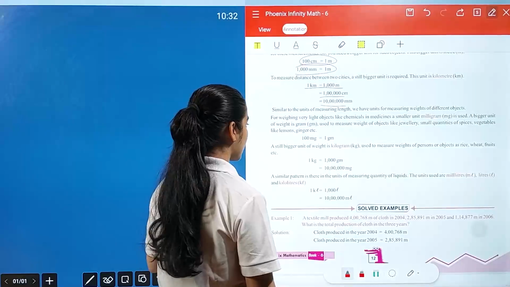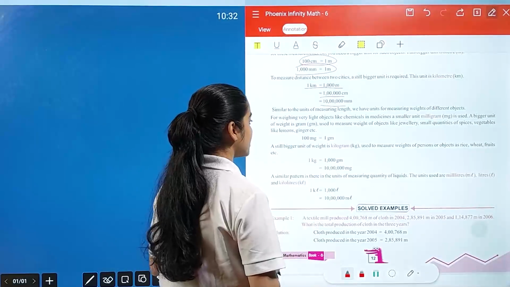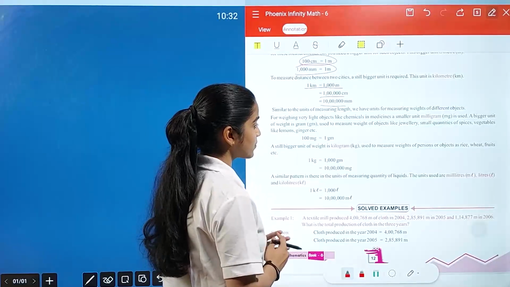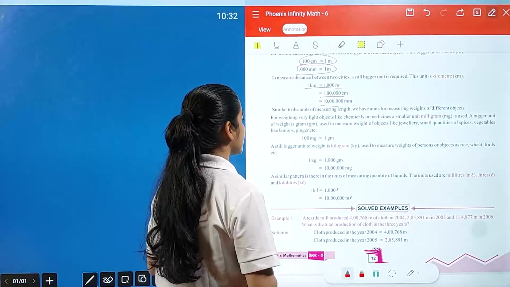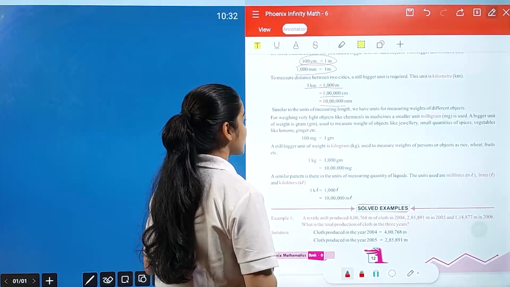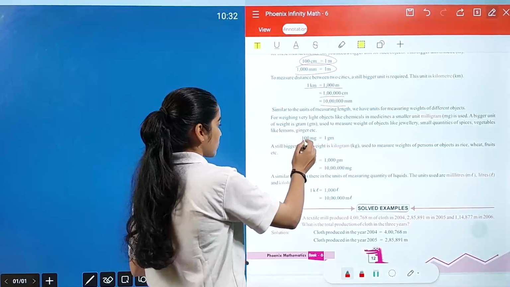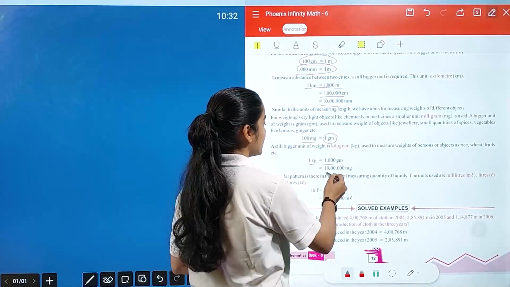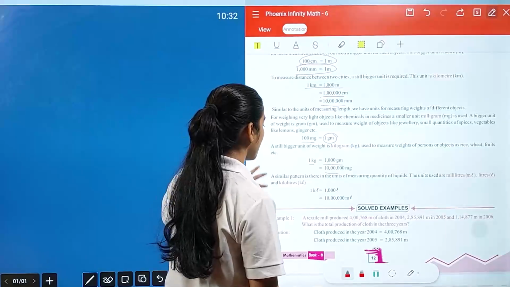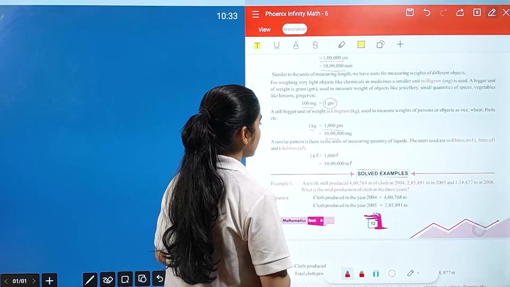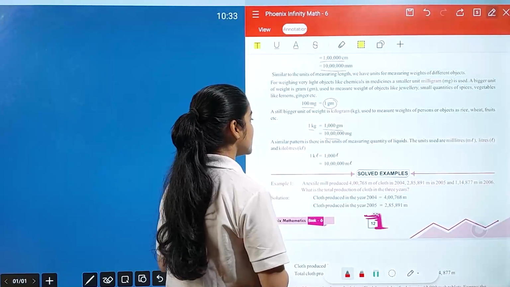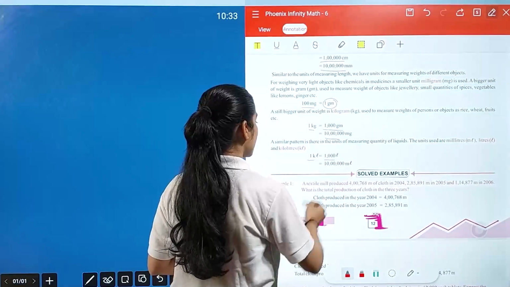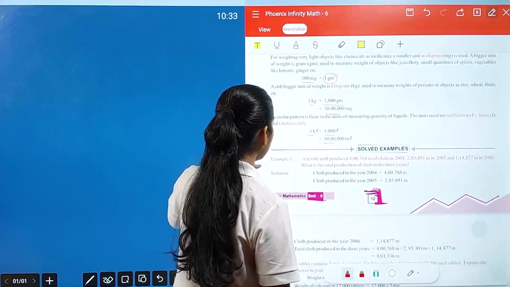Now same for gram. So for weighing very light objects like chemicals and medicines, a small unit milligram is used. A bigger unit of weight, gram, is used to measure weight of objects like jewelry, small quantities of spices, vegetables like lemons, ginger, etc. So 1000 milligram is equal to 1 gram, 1000 gram is equal to 1 kg, and 10 lakh milligram is equal to 1 kg. Similarly, a pattern is there in the units for measuring quantities of liquid. The units used are milliliters, liters, and kiloliters. 1 kiloliter is equal to 1000 liter, and 10 lakh milliliter is equal to 1 kiloliter.